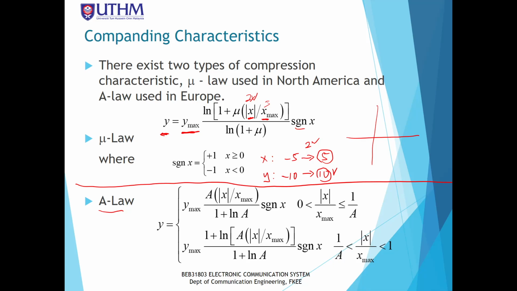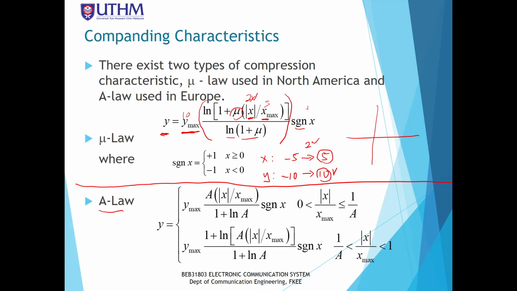ratio. Okay, x divided by the maximum, and you multiply it with the value of mu. It depends on how many mu you want to use. Okay, and then ln all of it. This is ln of 1 plus mu. Then you multiply it with the maximum quantized level, which is 10 in this example. And sgn of x: for 2 volt, 2 volt is positive, so that means this is just positive.